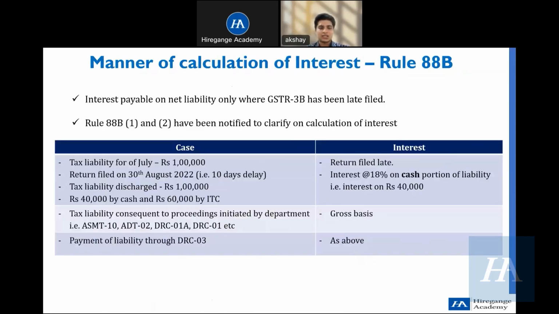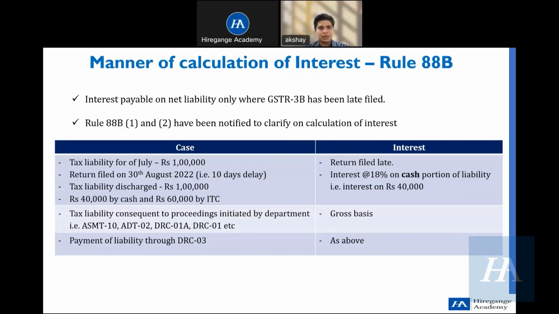So now, what is the manner of calculating this interest under Rule 88B? Specifically, it has been provided in relation to the concept of net liability. So net liability basically is netting of my outward and inward credit. The net liability which is there, the interest would be applicable only on that.